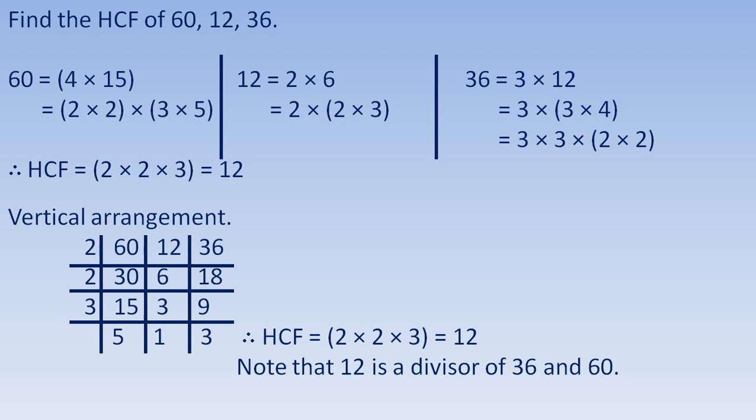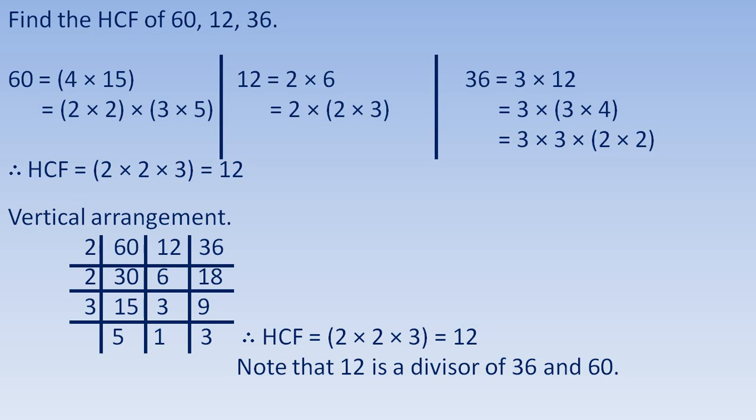Now again we find the HCF of 60, 12 and 36. 60 can be written as 4 into 15. 4 and 15, none of them are prime factors. So 4 can be split up as 2 multiplied by 2 and 15 can be split up as 3 multiplied by 5. 12 can be written as 2 into 6. 6 is a composite number, so it can be further split up as 2 into 3. 36 can be written as 3 into 12, but 12 is a composite number. It needs to be split up as 3 into 4. 4 needs to be split up as 2 into 2.